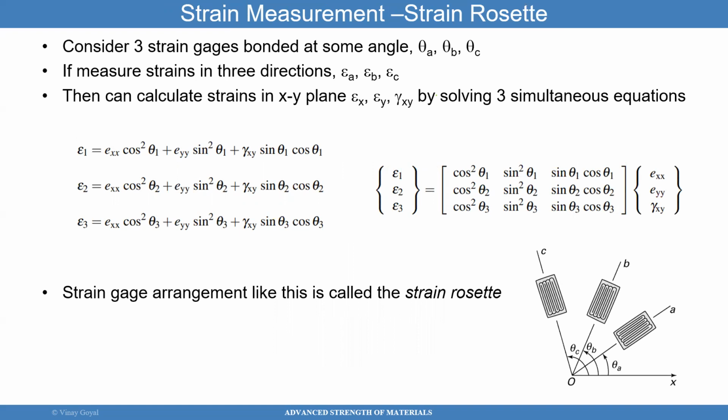Here I have an example. So consider that you have three strain gauges bonded at some angle theta A, theta B, and theta C. So say I have these three strain gauges here, A, B, and C. And say I measure the strains going in this direction, this direction, this direction, and this direction. But then I want to know the strain. So I bond these strain gauges into the wing of an airplane, say at a location where I'm worried about what's going on.